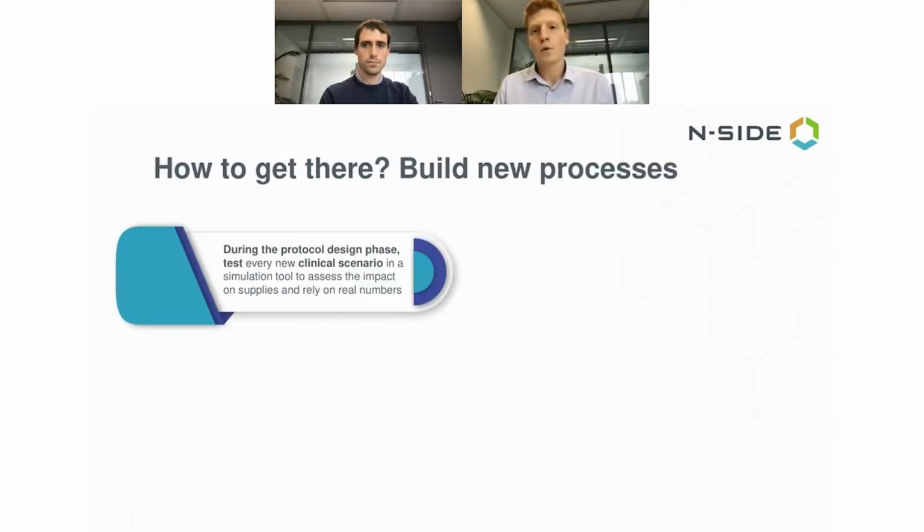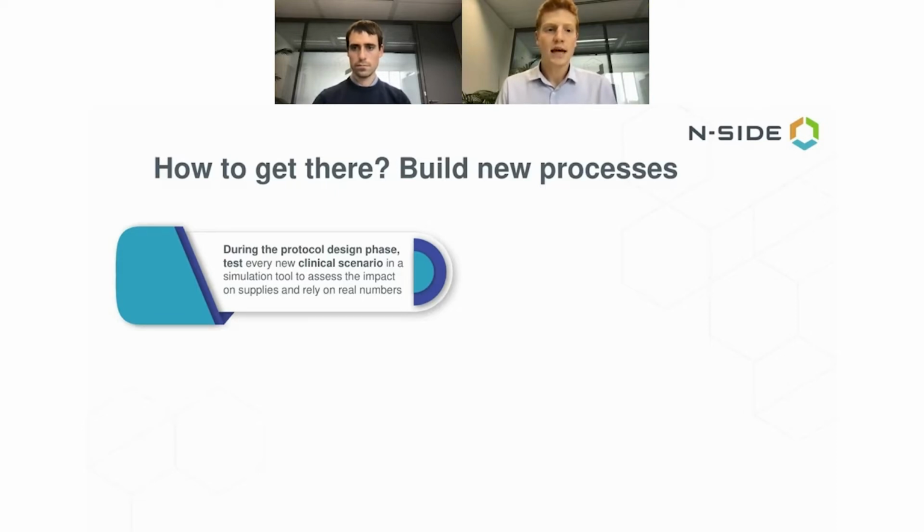Of course, we know these are good practices to try to put in place, but basically the goal is to try to have your trial more supply friendly. And we know that it's not easy to get there. It won't be done in one step, because we were speaking about good practices, but also about a new way of working, a new organization. And for that, we would like to show you some processes that you could put in place to try to reach this.